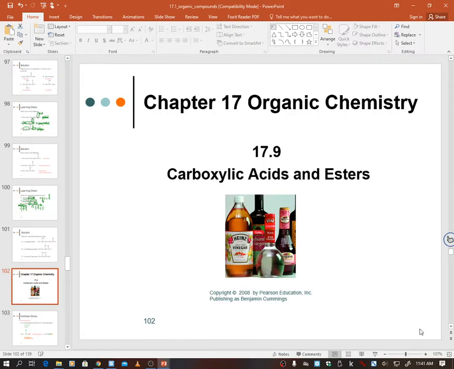Okay, so we're going to look at Chapter 17, Section 9 today, carboxylic acids and esters. So we're going to add 2 more into this mix.